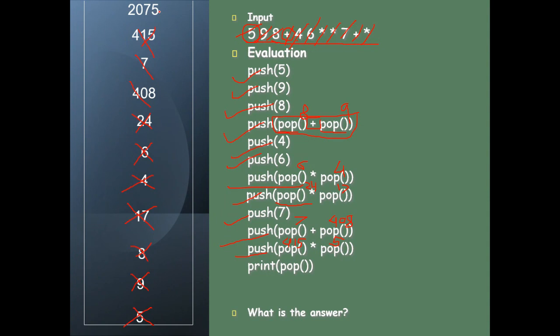So you can see that all the elements in the stack have been popped out, only the result is there. The last time I perform this pop operation, whatever the result of the last operation is, print that result, which will be 2075. So that will be popped out, and the final result of this postfix expression evaluation will be 2075.